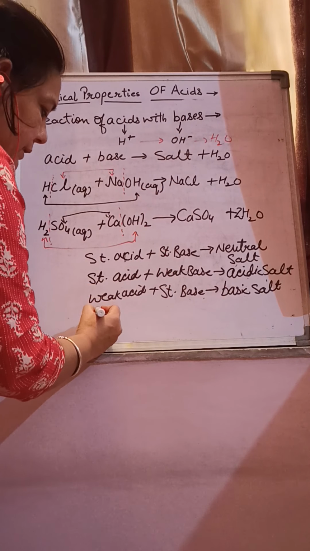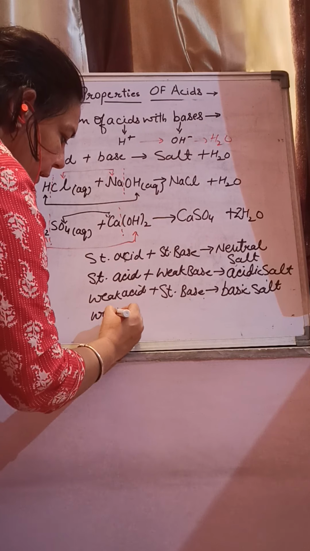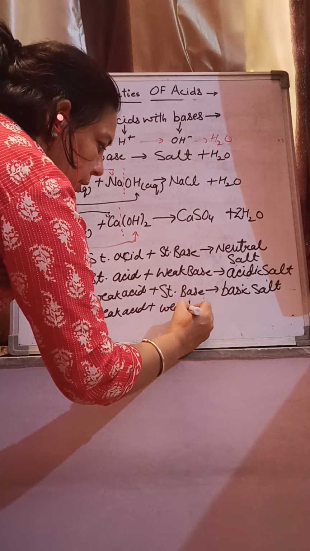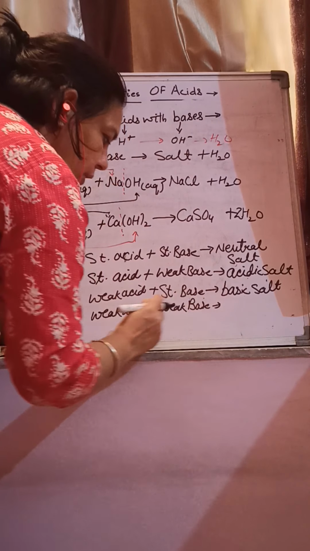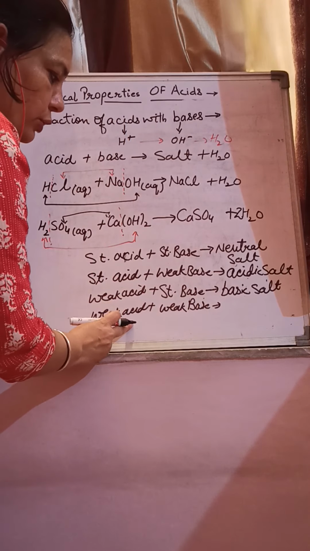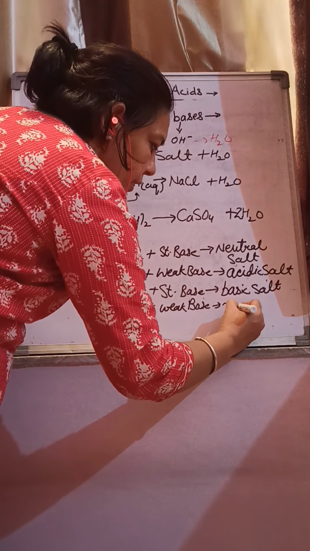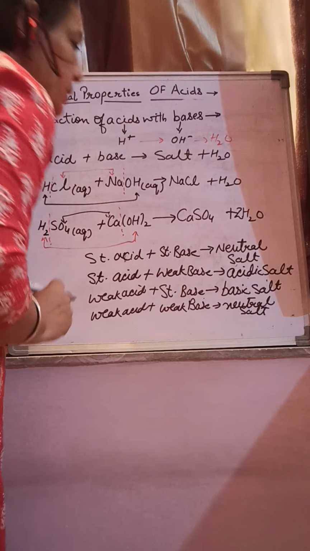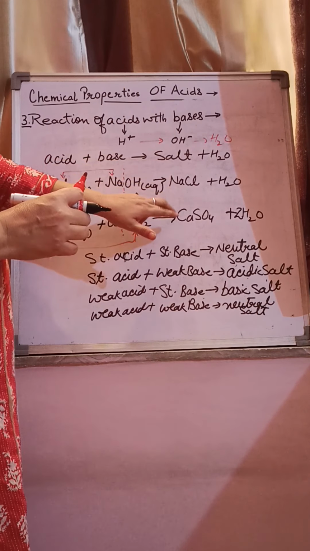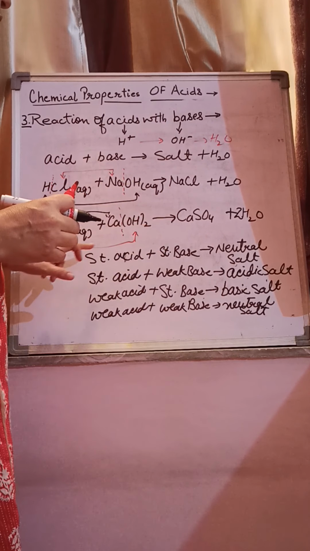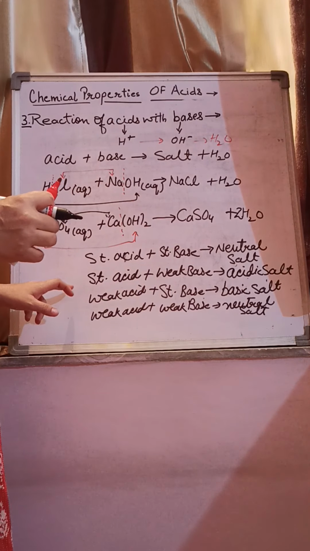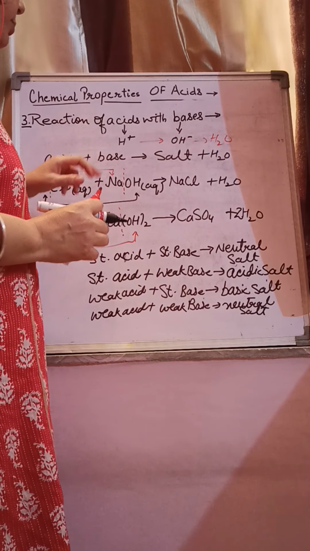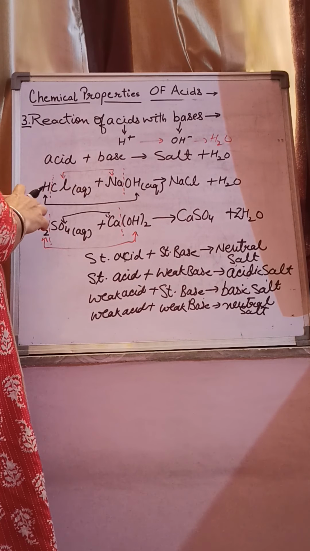And the fourth and last case, if a weak acid reacts with a weak base, then because the acid is weak and the base is also weak, which type of salt is formed? That is, neutral salt will be formed. So the nature of the salt which is formed during this reaction depends on the strength of the acid as well as the base. And in this reaction, the acid neutralizes the effect of the base and the base neutralizes the effect of the acid.